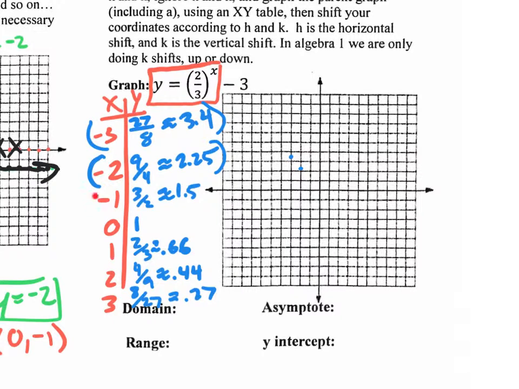And then the next one, -1 and 1.5. -1 on the x and 1.5 all the way up. So -1 and 1.5. 0, 1, that one's the easiest, thank goodness. 0, 1 is right here. And then how about this one? 1 on the x, 0.66. That's a little bit more than half. So 1 on the x and 0.66, it's a little bit more than half.